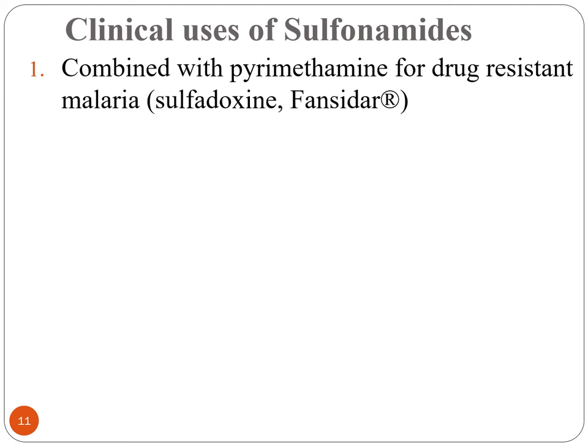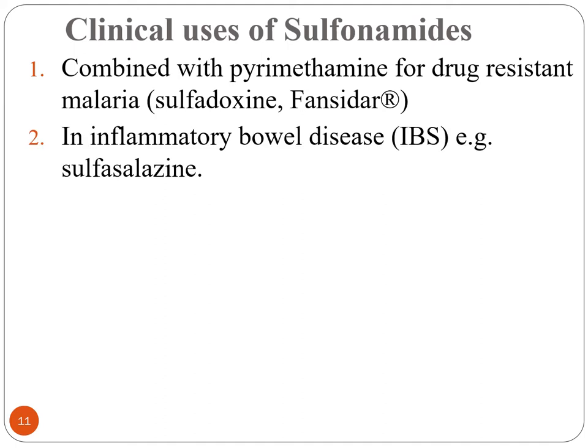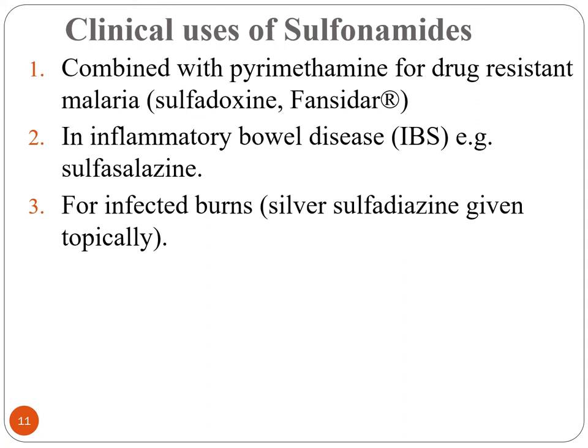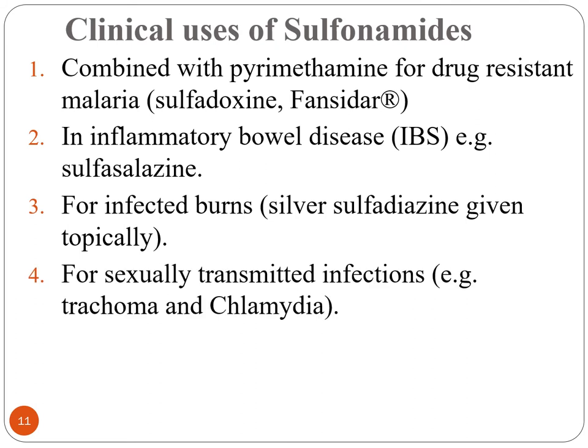Clinical uses of sulfonamides: combined with pyrimethamine for drug-resistant malaria. We have sulfadoxine plus pyrimethamine, called Fansidar, used for treatment of malaria. Also, we use sulfonamides in inflammatory bowel disease, such as sulfasalazine. Also, we use a sulfonamide for infected burns. We use sulfadiazine as a cream or ointment or gel, topically.